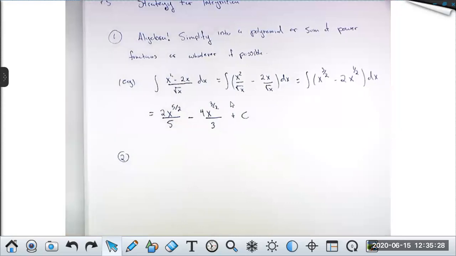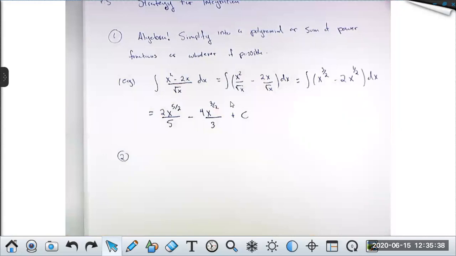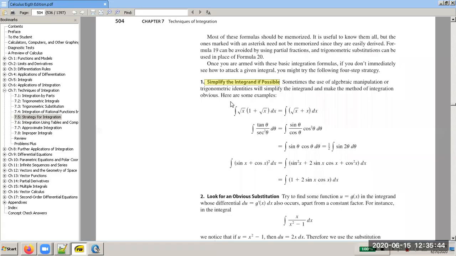Okay, I'm going to flip back to the book here so you can see the book's example really quick. Any questions on the example I did here? Pretty straightforward. So the book's example here involves distributing a square root of x and rewriting this as a power function, or cleaning up a ratio of tangents and secants into a sine function, that sort of thing.